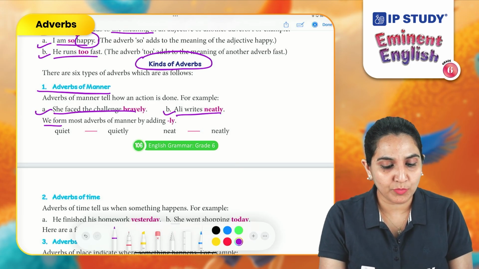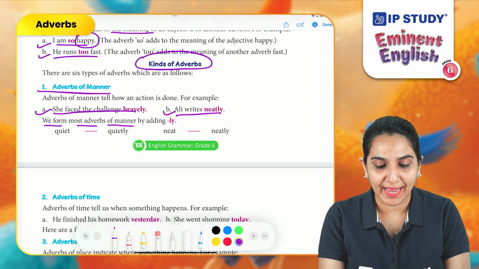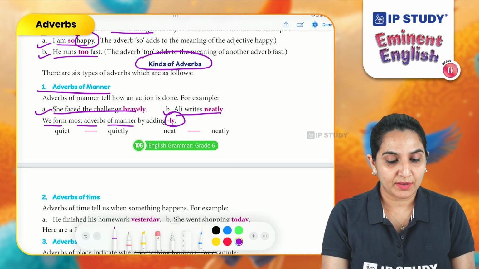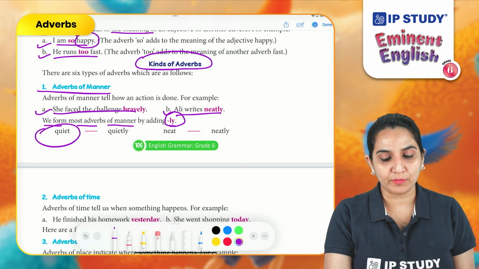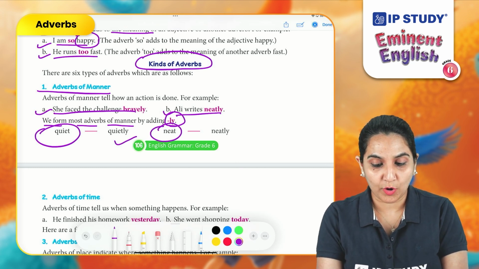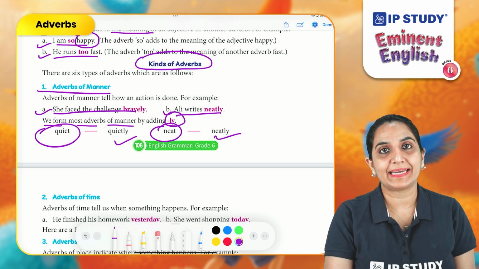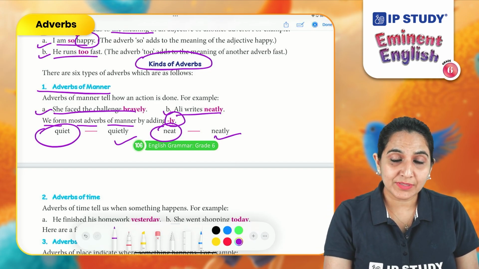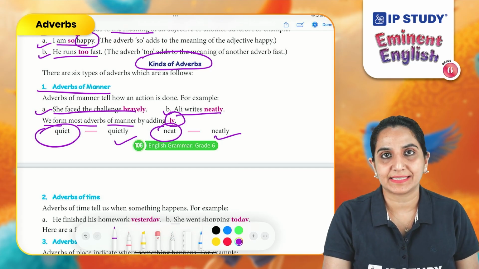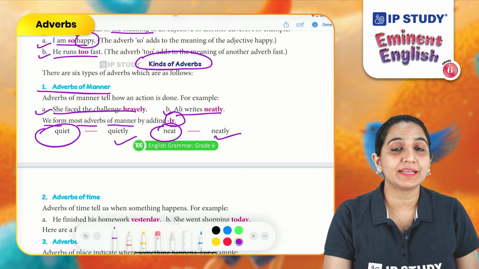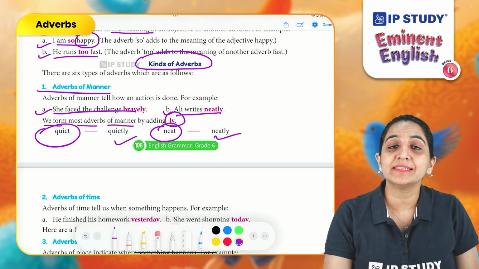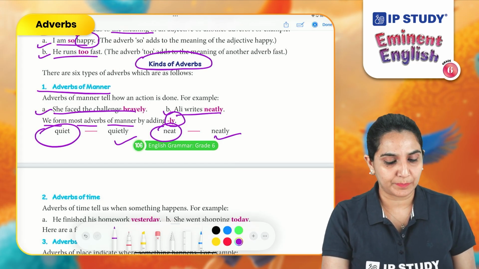We form most adverbs of manner by adding ly. For example, quiet: the adverb is formed by adding ly, quietly. Neat: the adverb is formed by adding ly, neatly. Mostly, in adverbs of manner we modify an adjective in these sentences, but it is not prominent in all of the scenarios. So adverbs of manner tell us how an action is done.